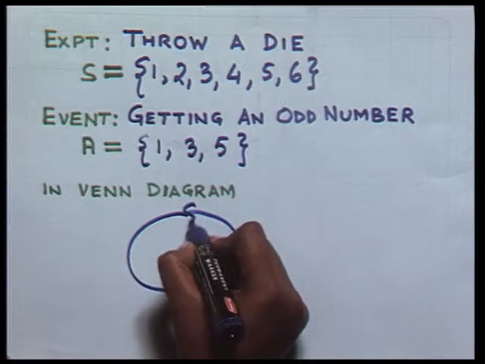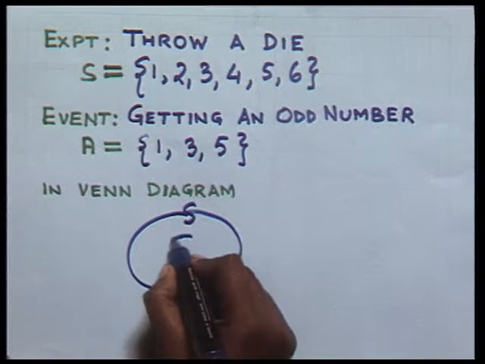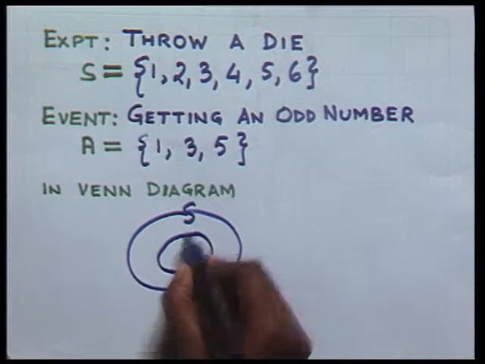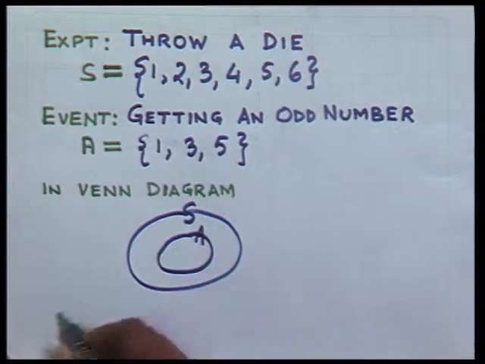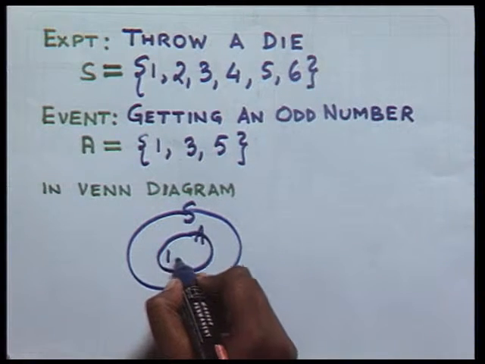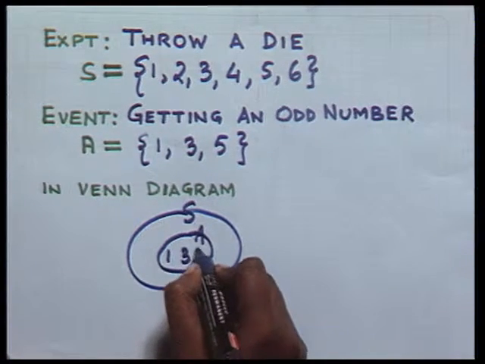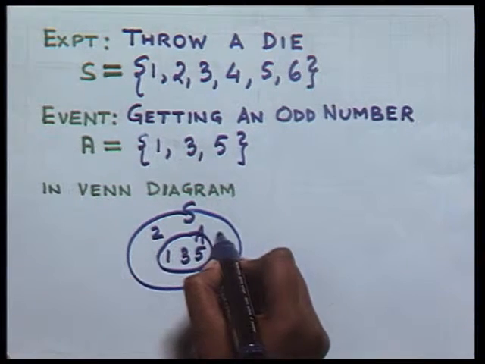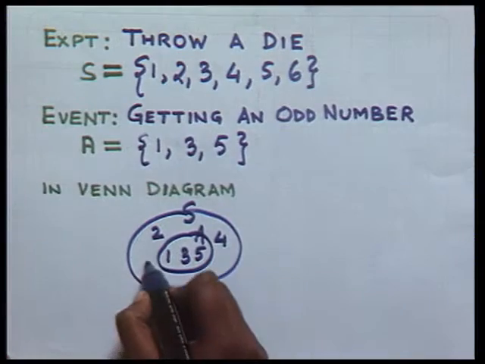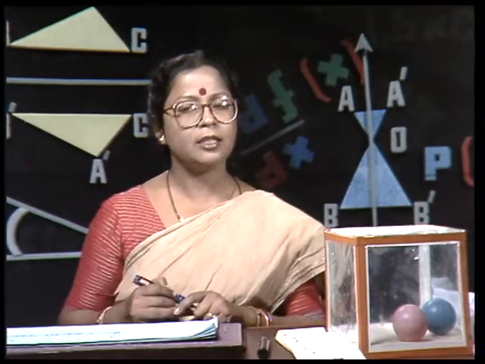We can show this by a Venn diagram. This is the sample space and this is the subset which is defining the event getting an odd number. If I define this event as A, then it has the outcomes 1, 3 and 5, and the rest of the outcomes are left out in the sample space. They are 2, 4 and 6. The probability of an event depends on the number of favorable outcomes and the total number of equally likely outcomes.